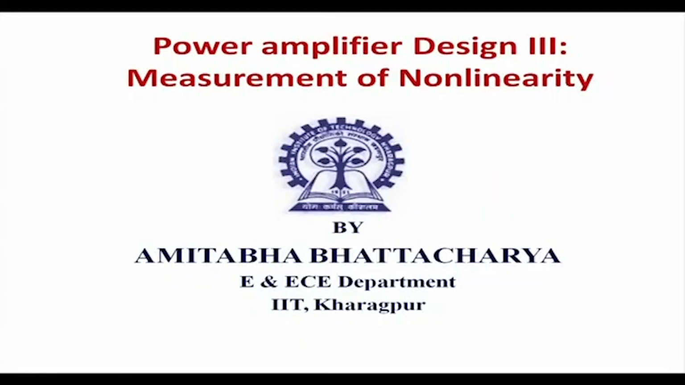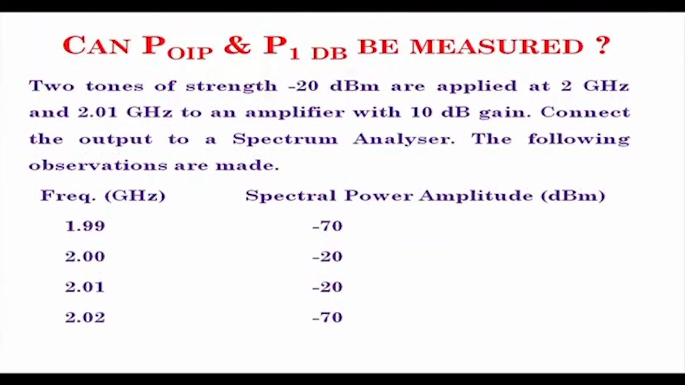Now, we need to find out how to measure that spurious free dynamic range or third order intercept point, that we will do now. So, the question is, can the third order output intercept point POI P3 and the 1 dB gain compression point be measured?